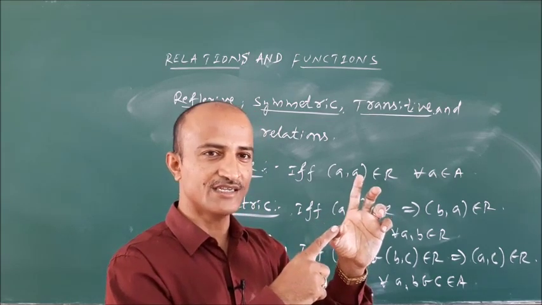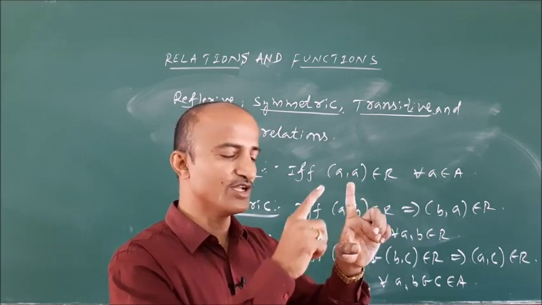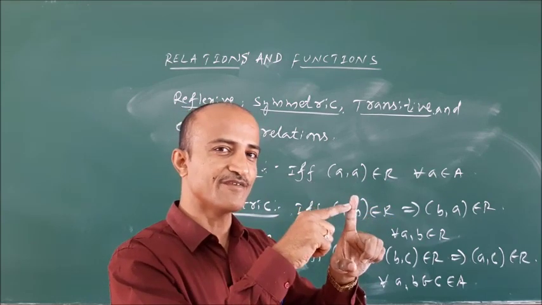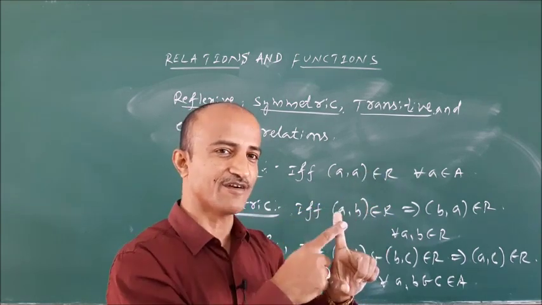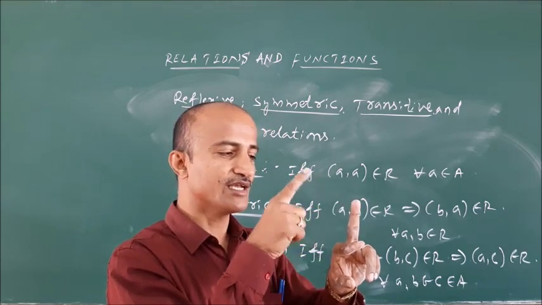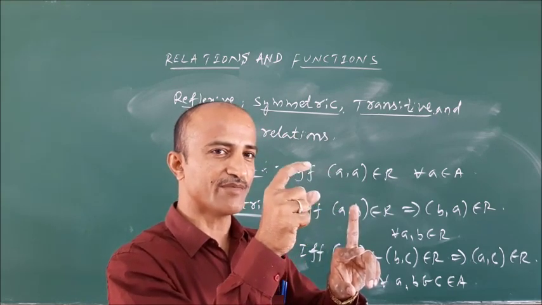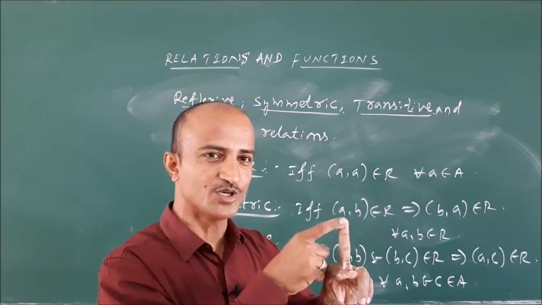See, empty relation where no element of A is related to any element of A. Universal relation where each element of A is related to every element of A. Reflexive: in a reflexive relation, it has to satisfy the condition that the ordered pair (a, a) belongs to R for all a belongs to A.